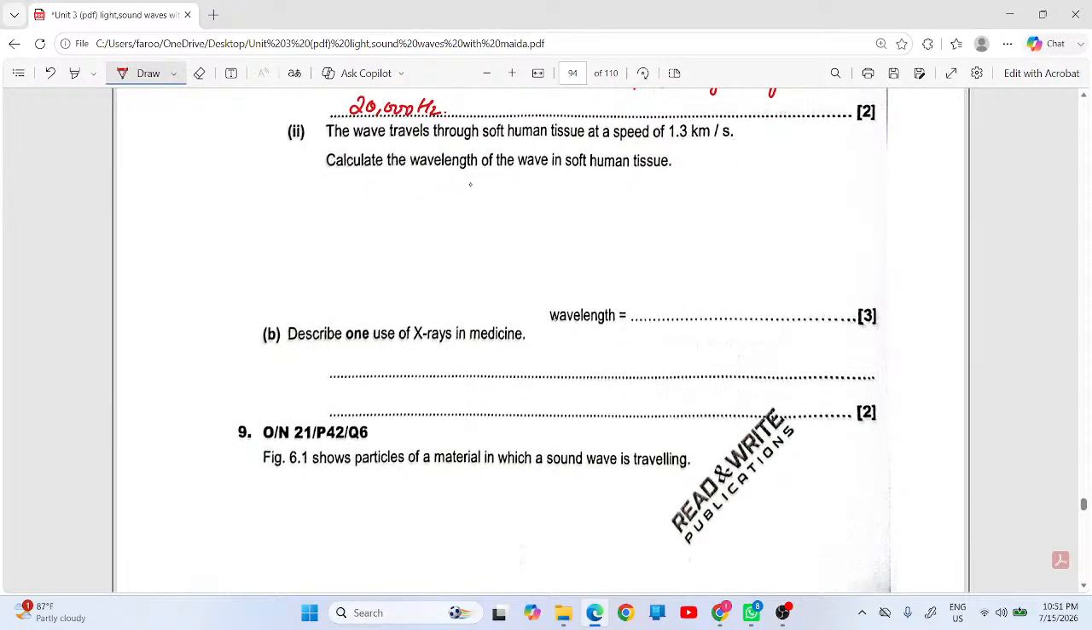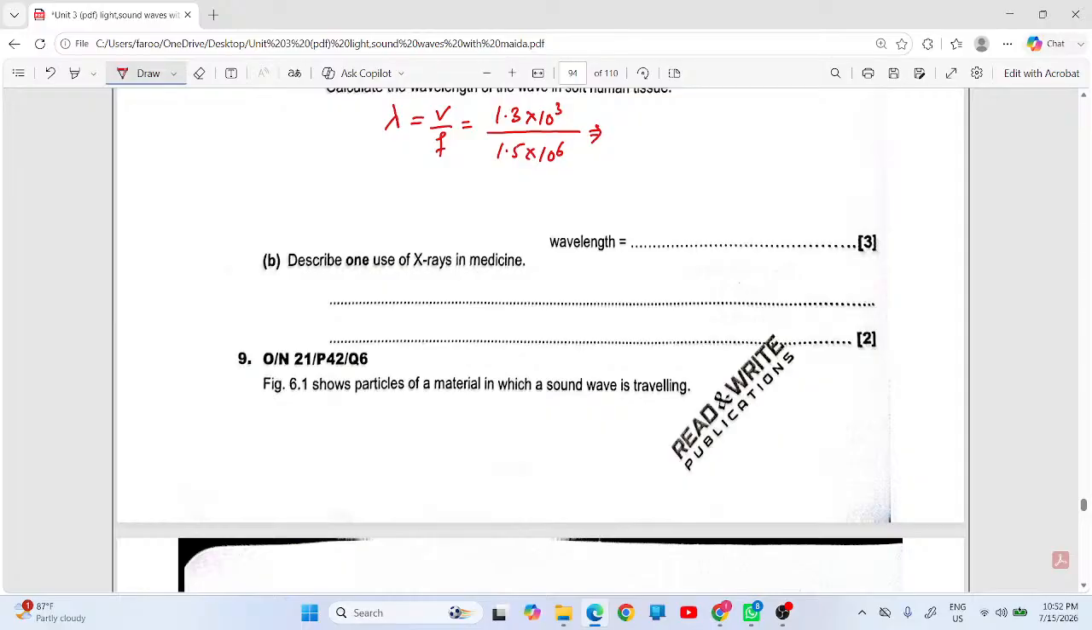The wave travels through soft human tissue at a speed of 1.3 kilometers per second. Calculate the wavelength of the wave in the soft tissue. So you have to find the wavelength. Lambda equals v by f. V is the speed of sound, 1.3 kilometers means 1.3 × 10³, divided by the frequency, 1.5 × 10⁶. चेक करें.